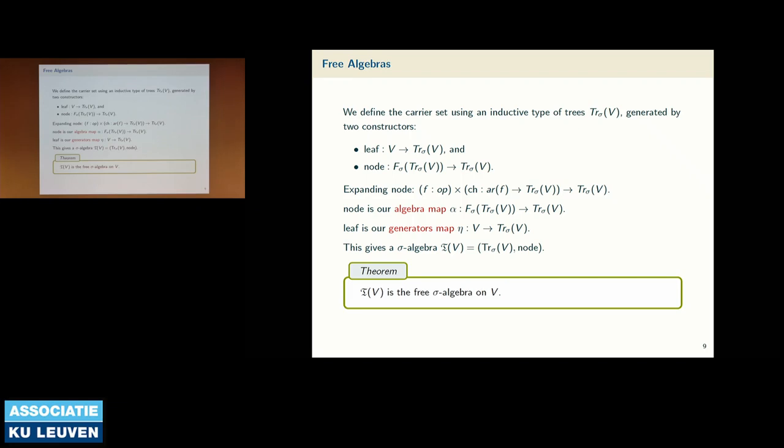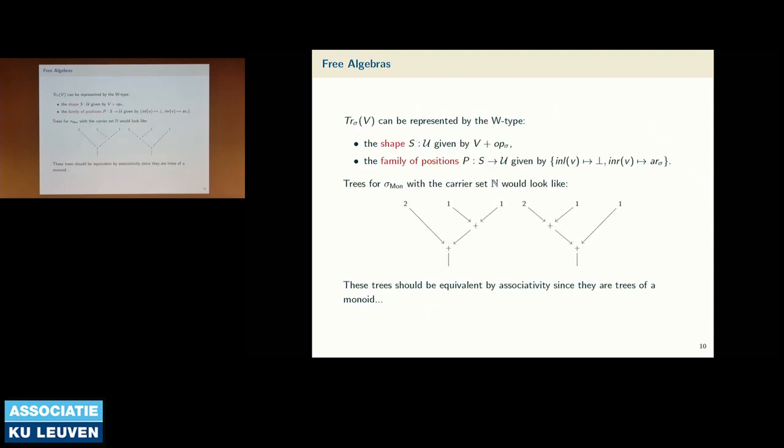The leaf of the tree would be just elements of the underlying type. And the branches would be named by an operation symbol, and the number of children would be determined by the arity of the operation. This leaf constructor would be our inclusion map, and the node constructor would be our algebra map, and with this we can say that it is the free sigma algebra on X. Here's a diagram of what a tree would look like. As you can see, it's basically just an abstract syntax tree of a sequence of algebraic operations.